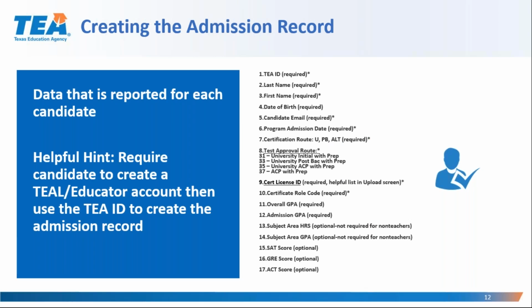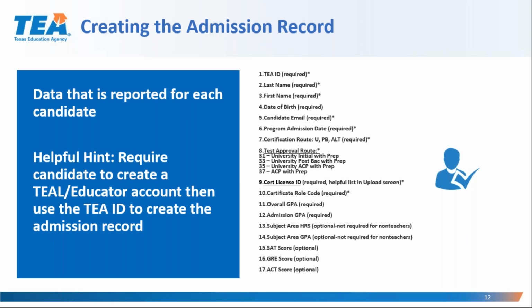Whether you use the bulk upload feature or create the admission record manually, you will need to have some specific candidate data handy to create the record. You will find the list under the Upload Admissions tab. To create the admission record, you will need candidate identifiers, including the candidate's TEA ID number, first and last name, date of birth, email address, and admission date.